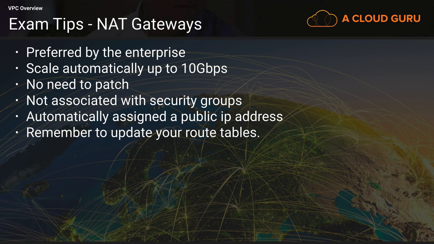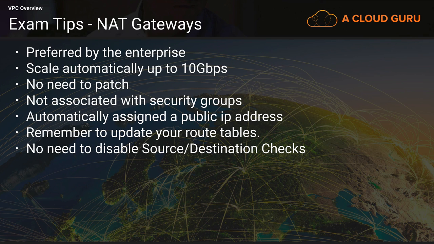Remember to update your route tables when you provision a NAT gateway. Don't forget it can take about 10 or 15 minutes, and you get that little message saying update your route tables immediately when you provision it. You still have to wait a while before you can actually go in and update your route tables, and there's no need to disable source/destination checks on NAT gateways. It's also more secure than a NAT instance because you don't have to patch it. Amazon takes care of it all for you.